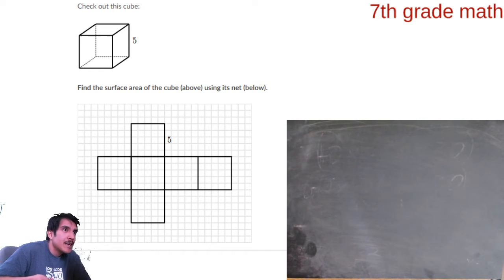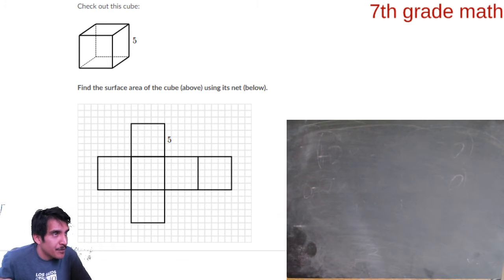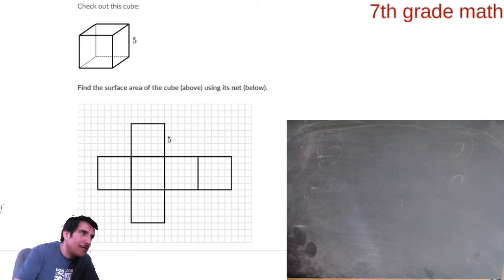Some people prefer the nets and some people prefer to see the 3D shape. Both are very useful. Whether you're looking at the 3D shape or the net, count how many faces a cube has. If I look at the 3D one, there's one in the front, one on the top, one in the back, one in the bottom, and then these two on the sides. That makes a total of 6 faces.